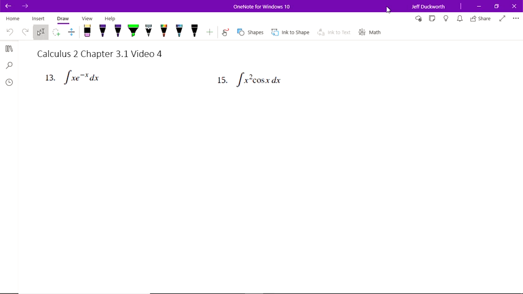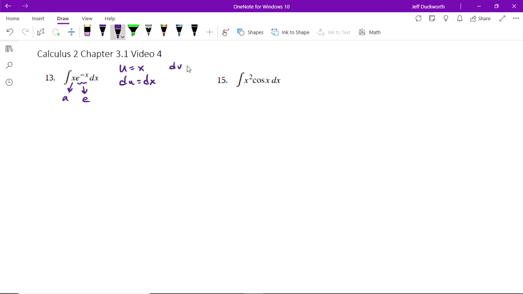All right, I'm going to do two more problems that use integration by parts here. Problem number 13, we have an algebraic function x, and our e to the negative x is an exponential. So we're going to use the algebraic as our u because that's earlier in our acronym. So we're going to let u equal x, which means du equals just dx.